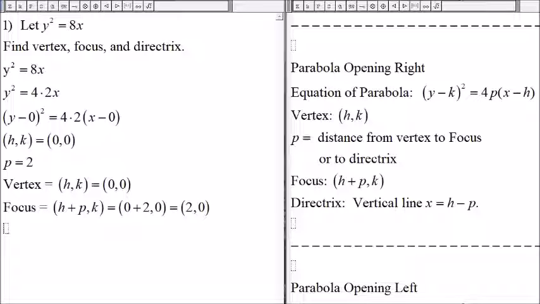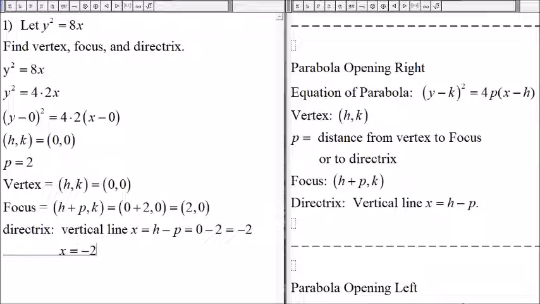And the directrix is the vertical line x equal to h minus p. In this case, 0 minus 2 equal to negative 2, which is x equal to negative 2.